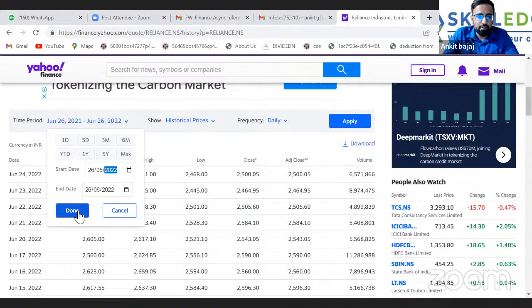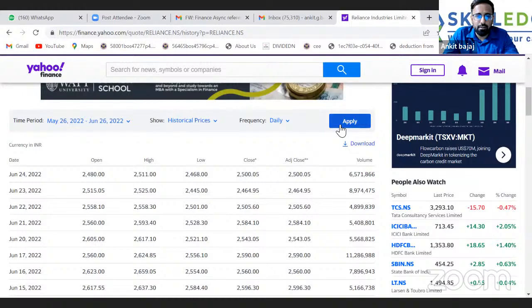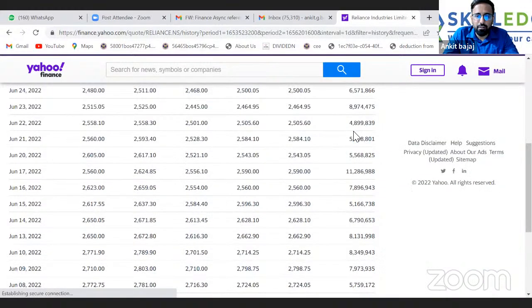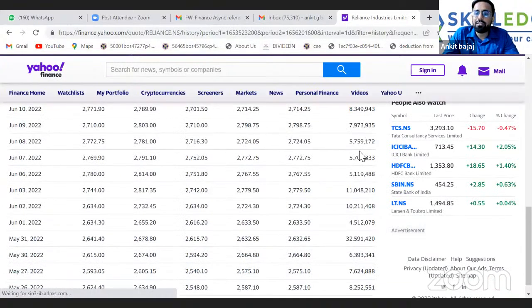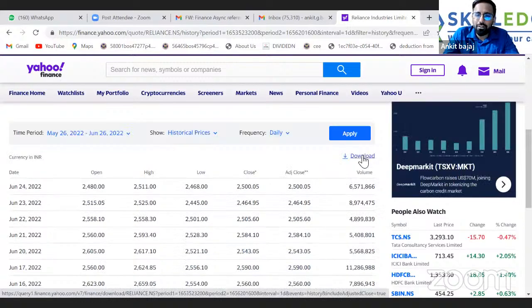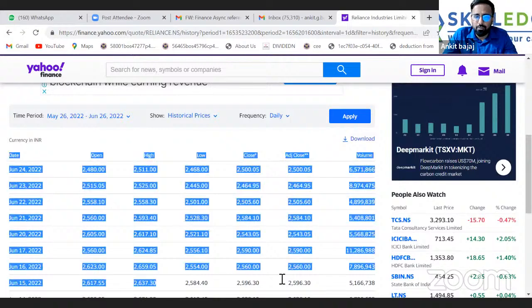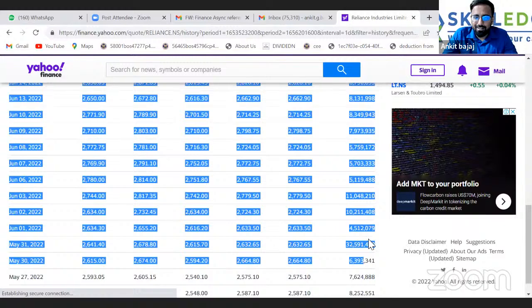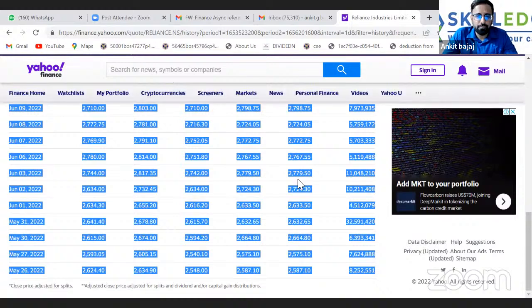I'm clicking on OK and here I will apply. Now you can see we are having 1 month of data here. Now, guys, if you want to download it, directly clicking on download will give you the Excel file. But instead of clicking on download, I will be copying this data directly into Excel. I have selected this data, and I will copy it and paste it into this Excel sheet.